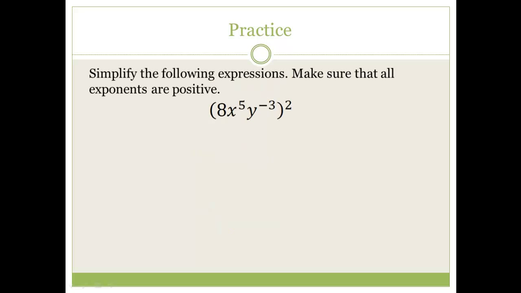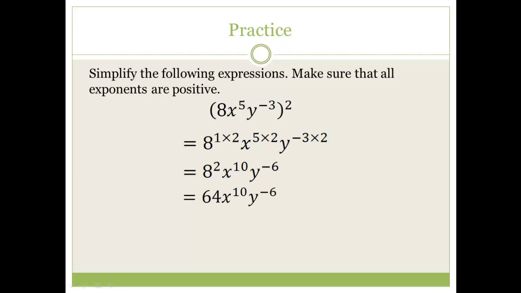Here is another example. We are told to simplify the following expression and to make sure that all the exponents are positive. We are then given the quantity of 8x to the fifth power, y to the negative third, all to the second power. Let's multiply our exponent to the exponent on each item. So we then get 8 to the 1 times 2, x to the 5 times 2, y to the negative 3 times 2, which, after multiplying, is 8 squared, x to the 10th, y to the negative 6th power.